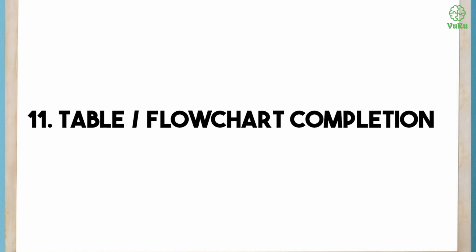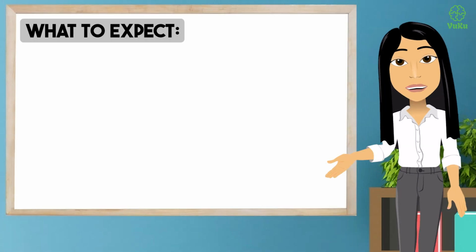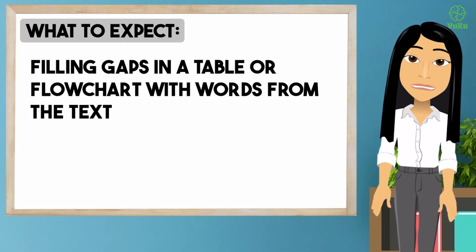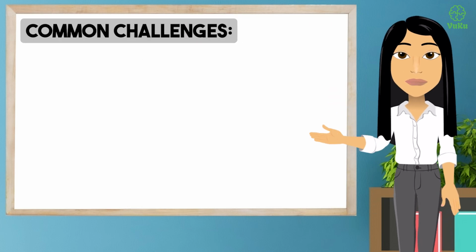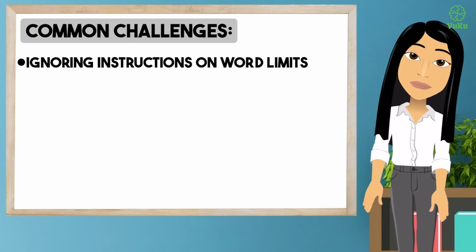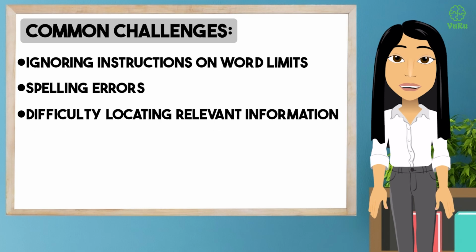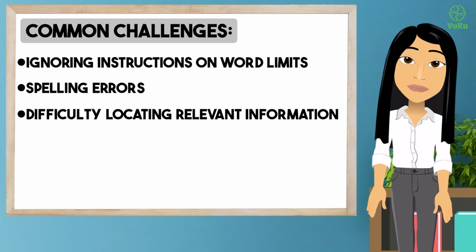11. Table, flowchart completion. What to expect? Filling gaps in a table or flowchart with words from the text. Common challenges: ignoring instructions on word limits, spelling errors, difficulty locating relevant information.